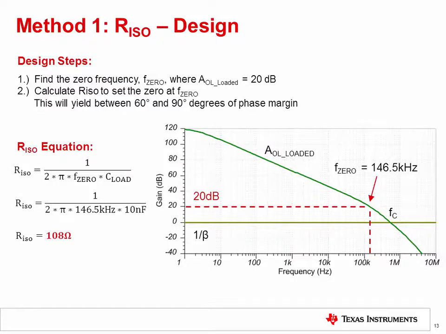To design the RISO circuit for a phase margin above 60 degrees, first find the frequency where the loaded AOL curve is equal to 20 dB, F0. Then, to calculate the value of RISO, use the equation shown on the left and plug in the values for C load and F0. An RISO value of 108 ohms is the result in this case. Designing with these steps will result in a phase margin between 60 and 90 degrees depending on the op-amp unity gain phase margin and location of the AOL pole.